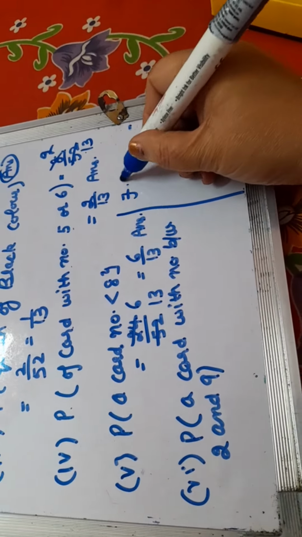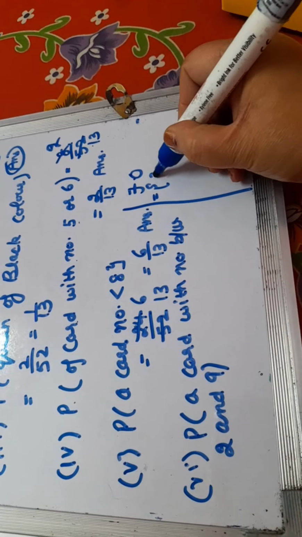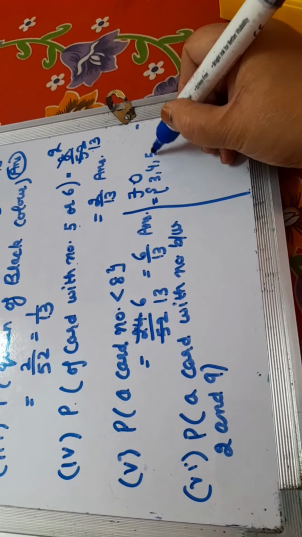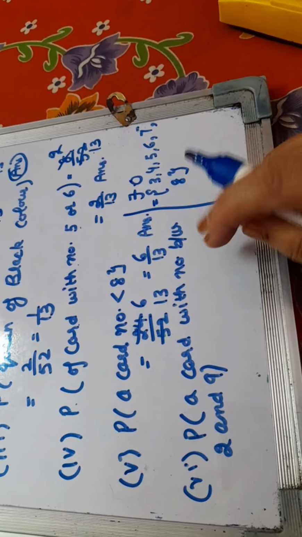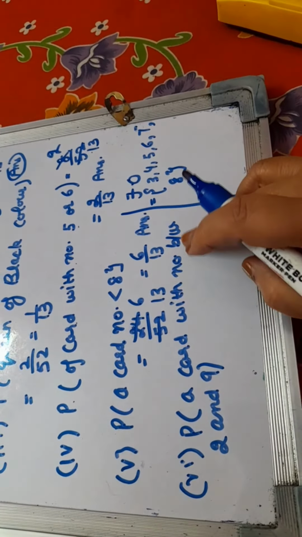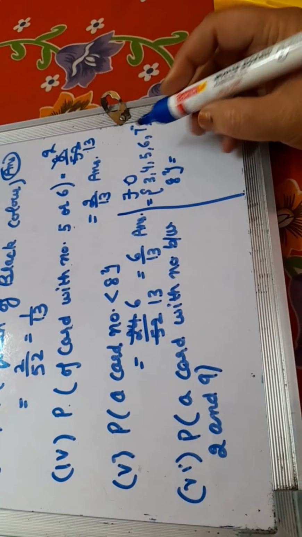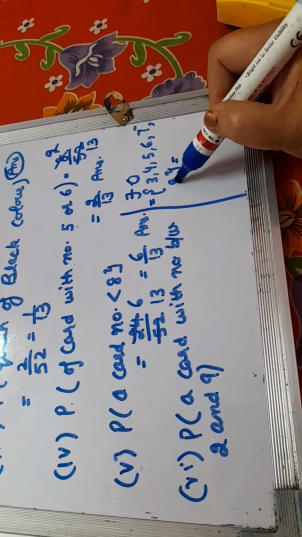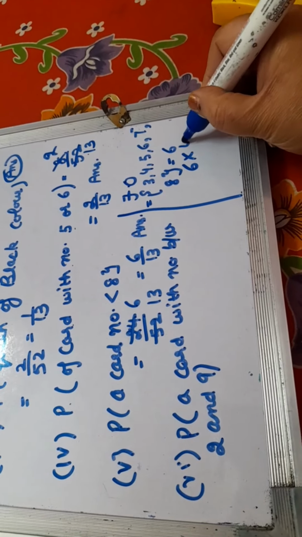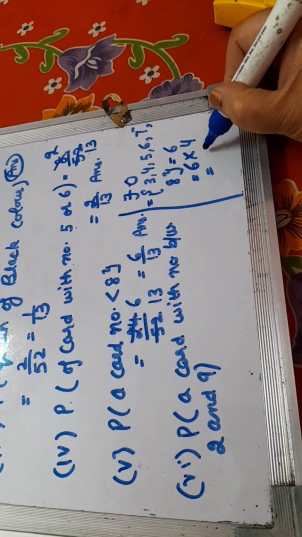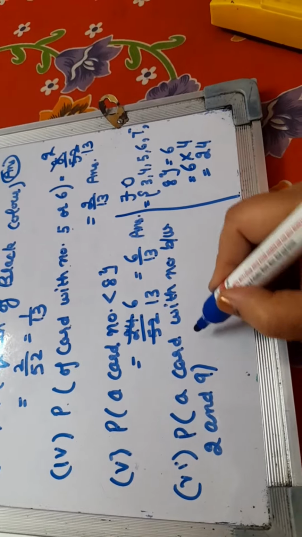So students, favorable outcomes will be 3, 4, 5, 6, 7 and 8. We will not include 2 and 9 because the number is between 2 and 9. So 1, 2, 3, 4, 5, 6. 6 favorable outcomes and there are 4 suits. So total number of favorable outcomes will be 24.